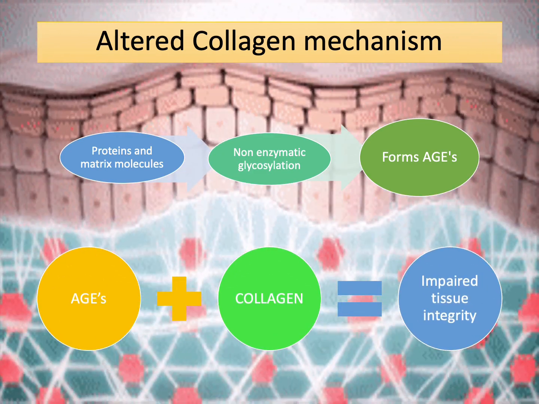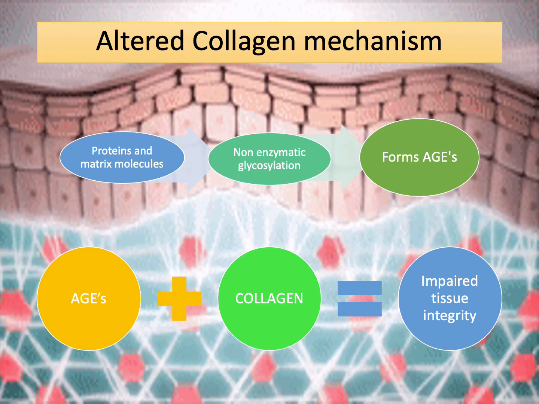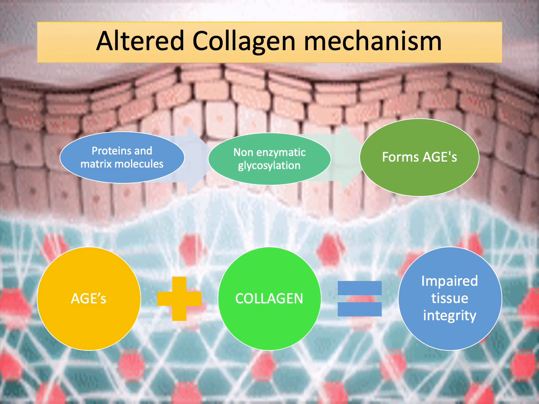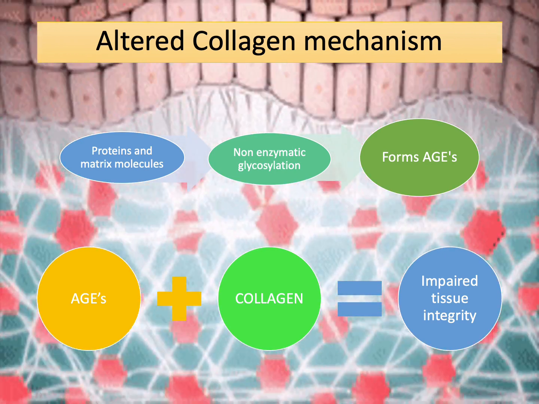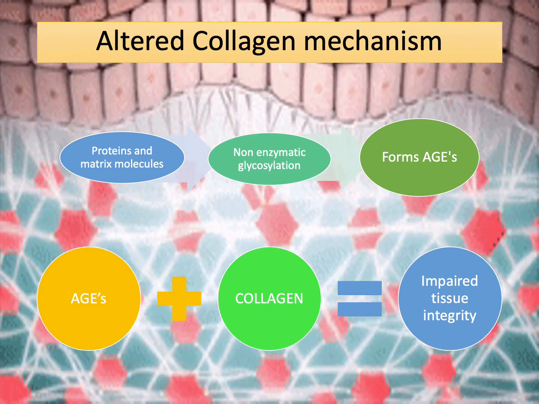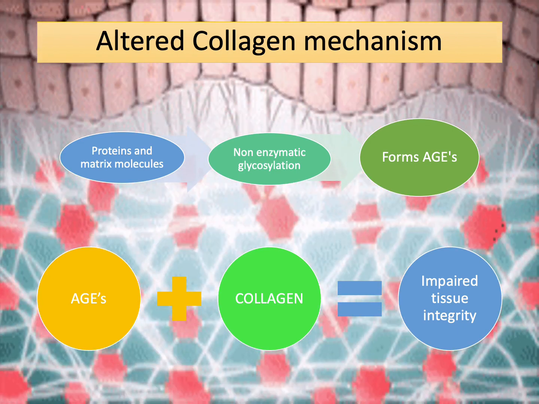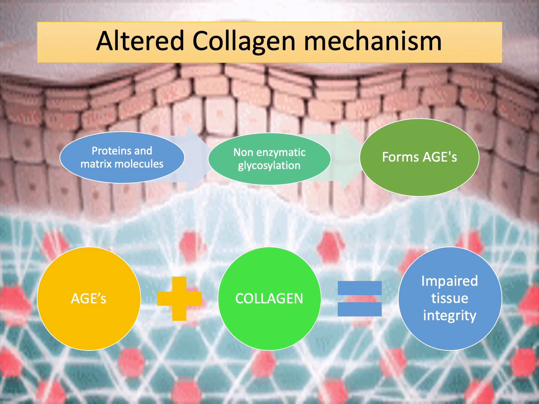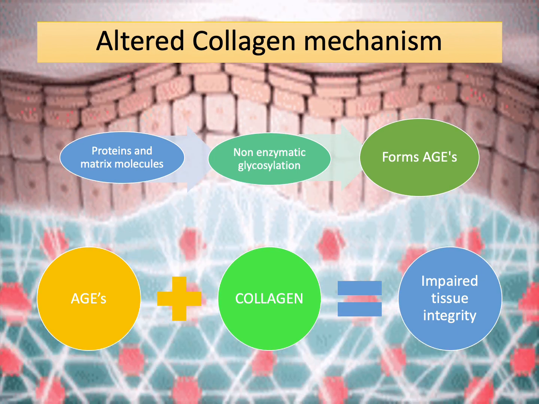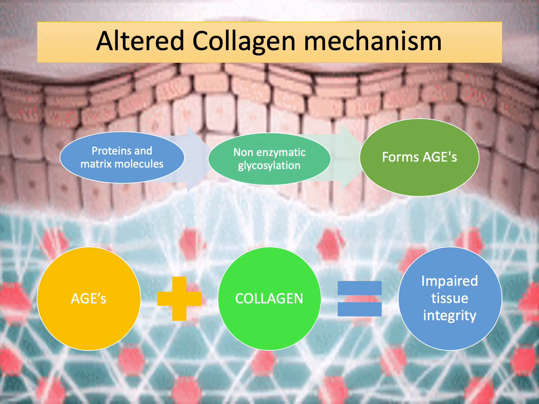The collagen is cross-linked by AGEs, making it less soluble, thereby leading to impaired tissue integrity. As a result, this leads to increased pathogenic collagen breakdown, and thereby the tissue becomes less resistant to periodontal infections. These are the various mechanisms connecting diabetes with periodontal diseases.